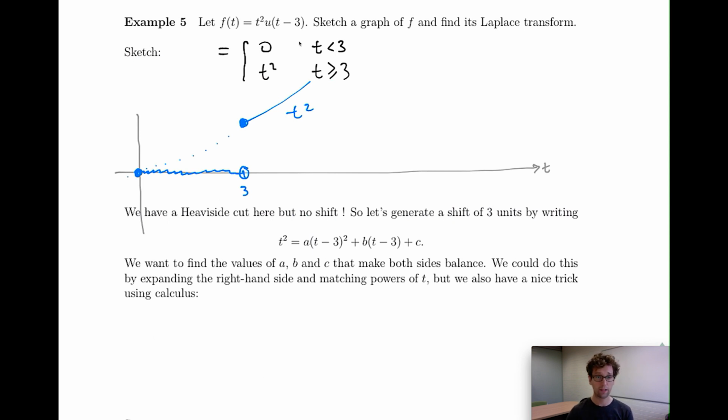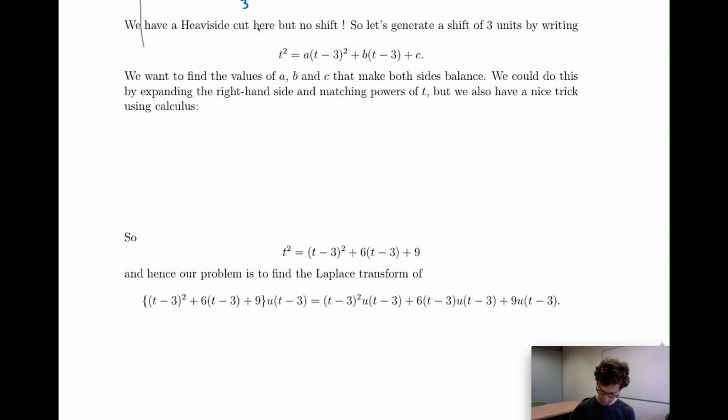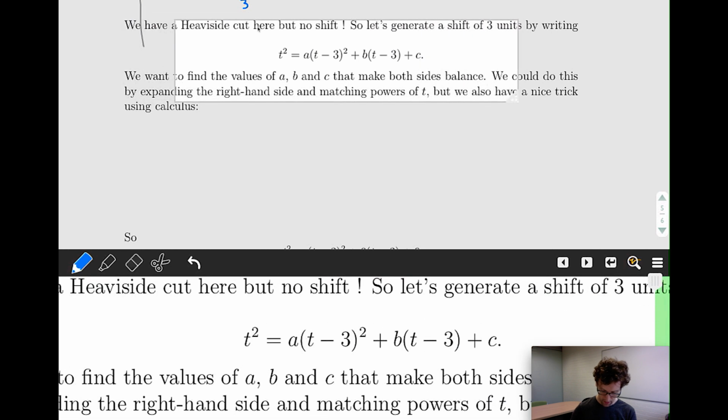Now, the problem here is that we have a function that has a cut but doesn't have a corresponding shift. So I can't use the second shifting theorem, which requires both a cut and a shift. However, we're going to generate a shift artificially, and we're going to do that using a little trick. We're going to notice that I can write t squared as a times (t minus 3) squared plus b times (t minus 3) plus c, where I need to figure out the values of a, b, and c so that both sides are the same.